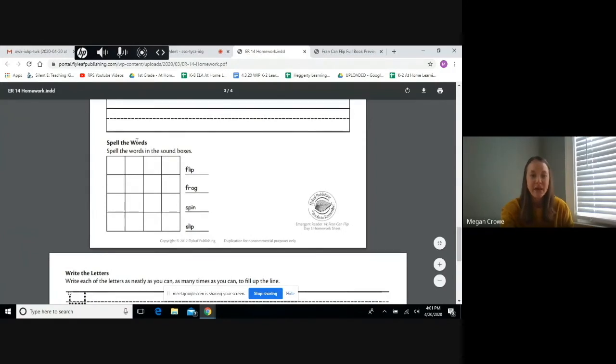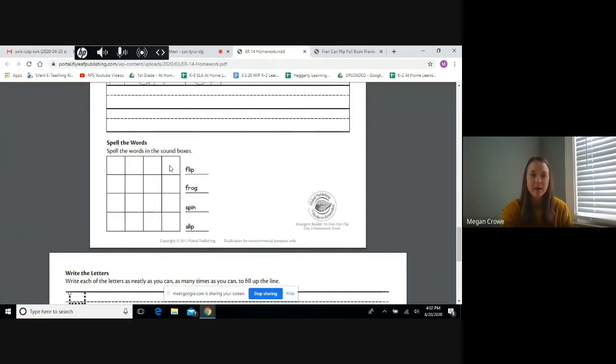Right here, it says spell the words. These are our sound boxes. We practiced with some 3-letter words at the beginning of our lesson, but these have 4 sounds in them, so they have 4 boxes. I'm going to show you how to do these on the whiteboard, but these words are flip, frog, spin, and slip.